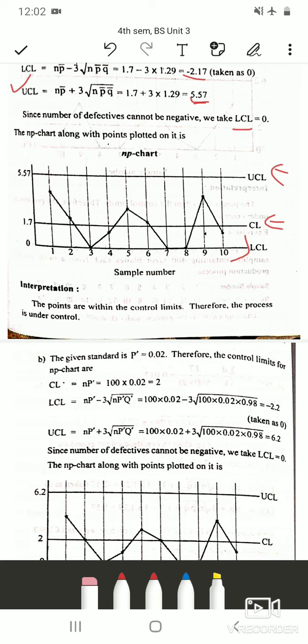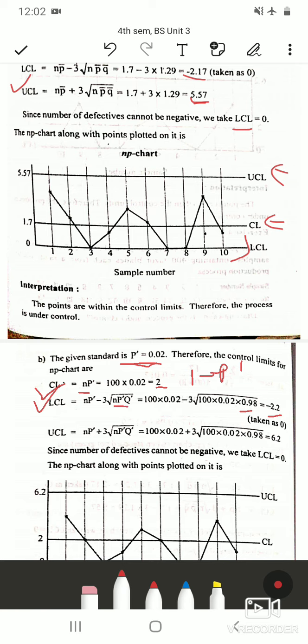Next, they have given the standard, that is p dash equal to 0.02. So what is the control limit for the NP chart when the standards are given? The central line will be n into p dash. N is 100, p dash is known, so the central line is 2. Lower control limit is again negative, so take it as 0. And what is q dash? It is 1 minus p dash, so it will be 0.98.